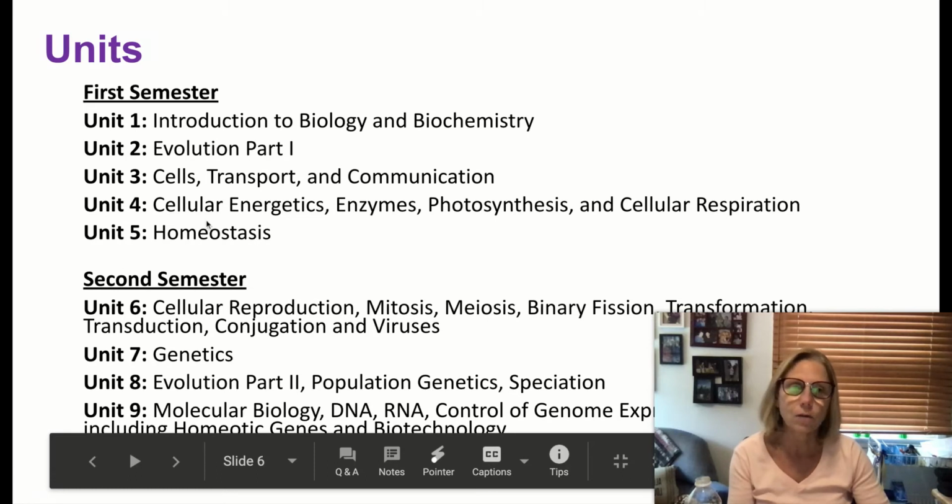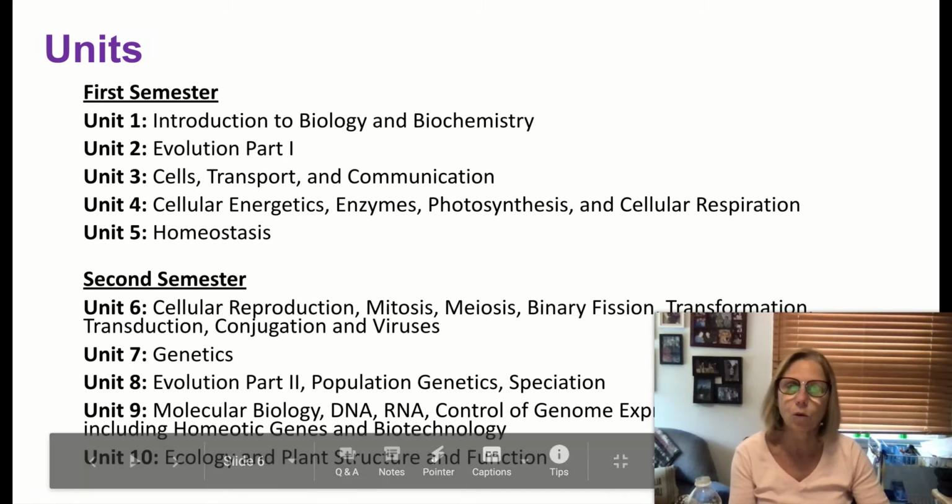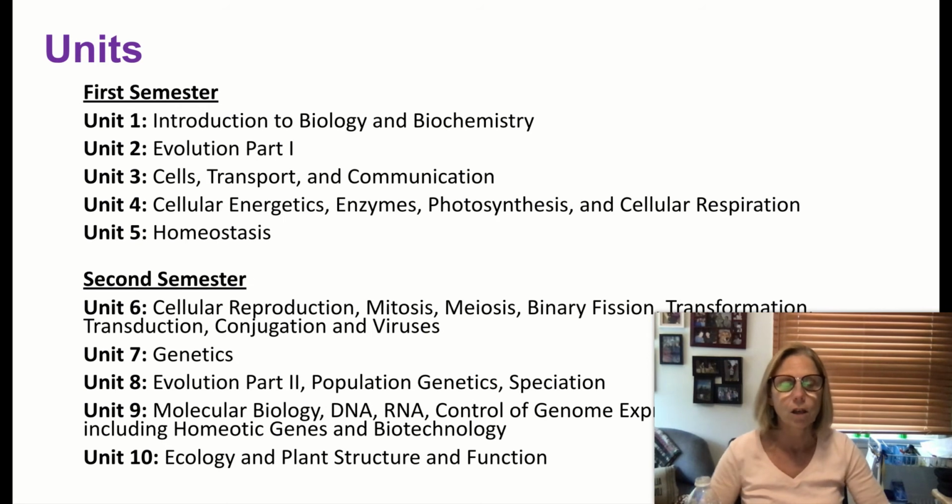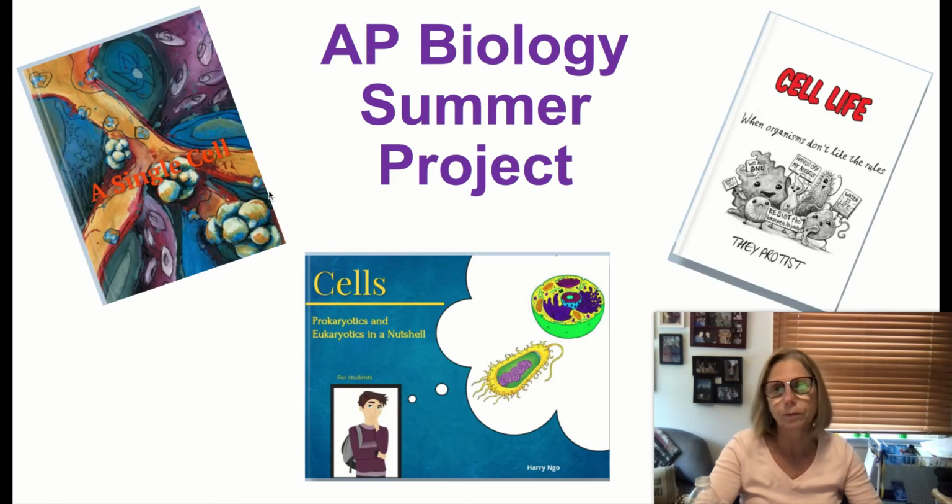And all of this information is available on the course expectation sheet, which will be in the module on Canvas. And if you haven't done it already, I highly recommend that you become an observer of your student on Canvas so that you can see all the stuff that they're given. So we are starting with an introduction to biology and biochemistry, and then we will go on to evolution part 1 and then on to cells.